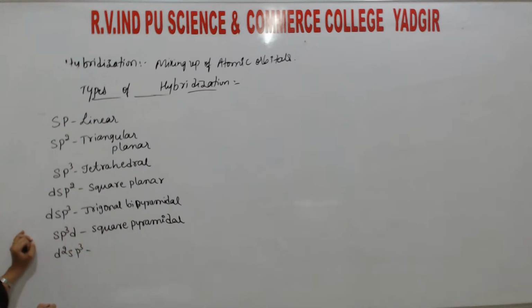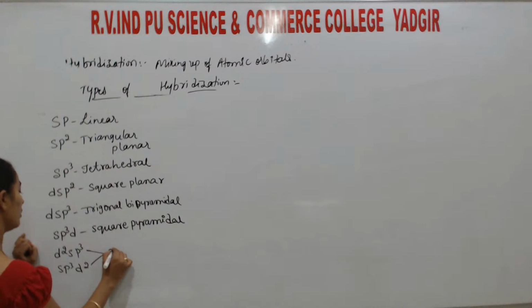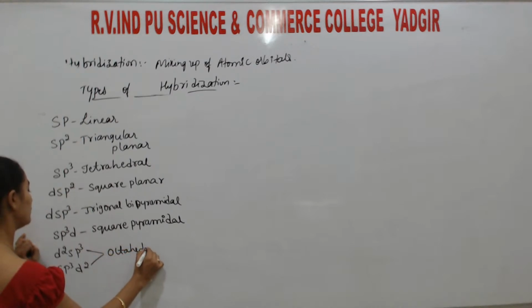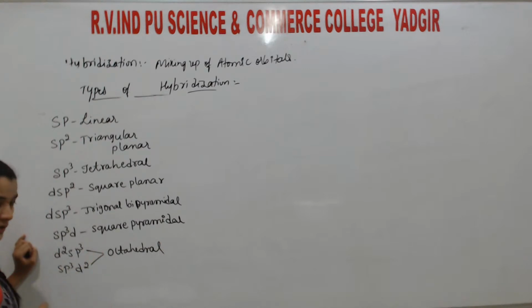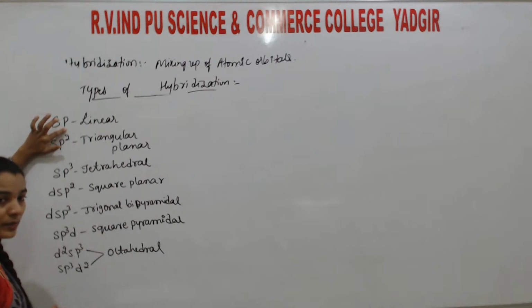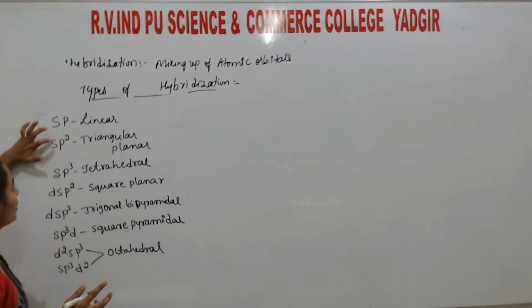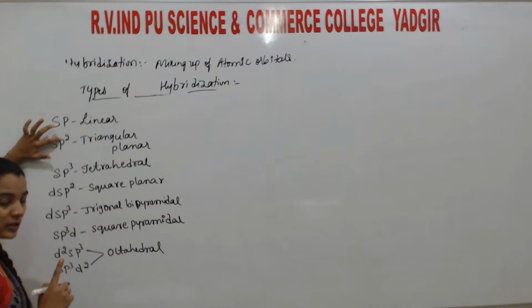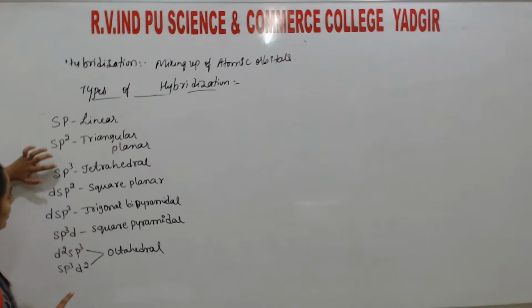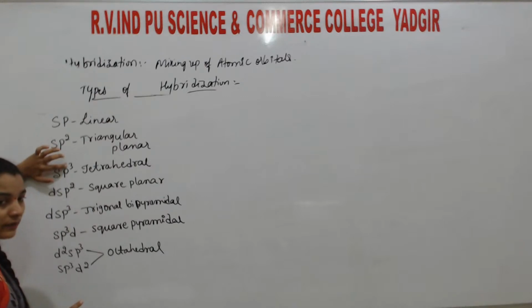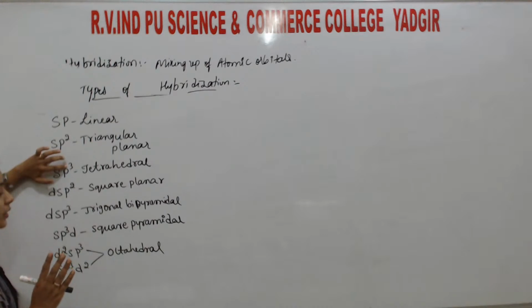Next, d2sp3 and sp3d2. Both are octahedral, d2sp3 as well as sp3d2. How can you say? Listen, one s orbital and one p orbital mix up with each other to form two sp hybrid orbitals. One s orbital and two p orbitals mix up to form three sp2 hybrid orbitals. One s orbital and three p orbitals mix up to form four sp3 hybrid orbitals.